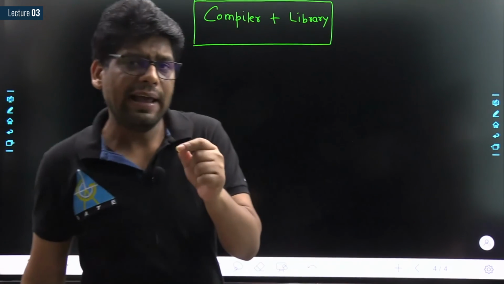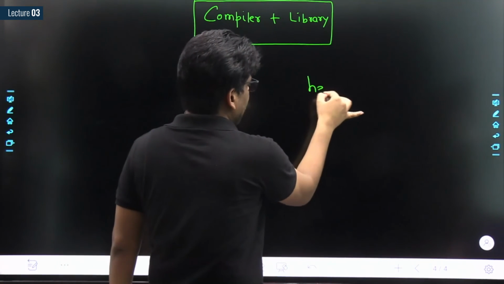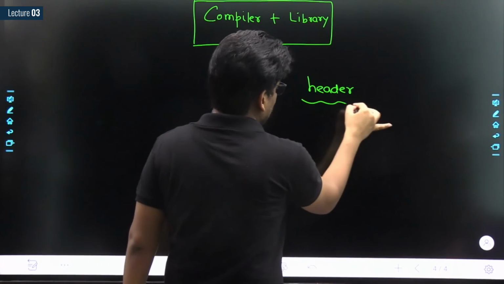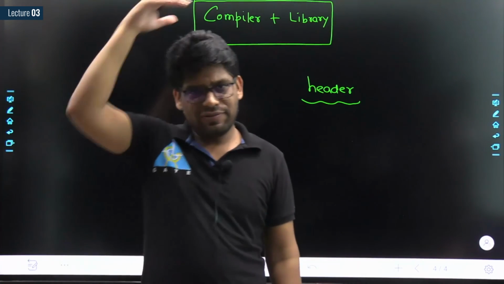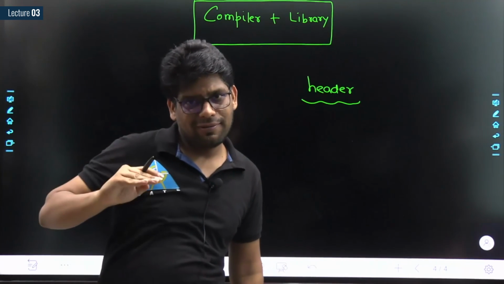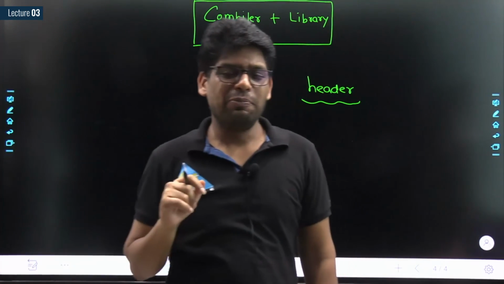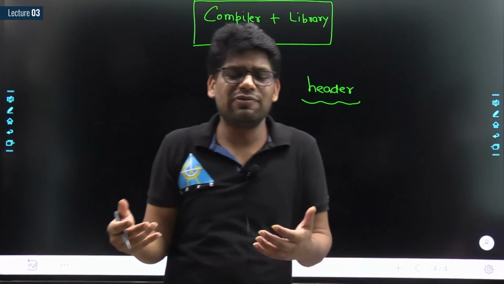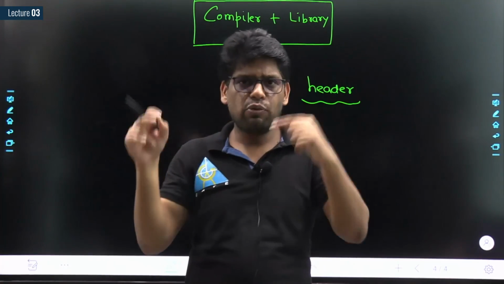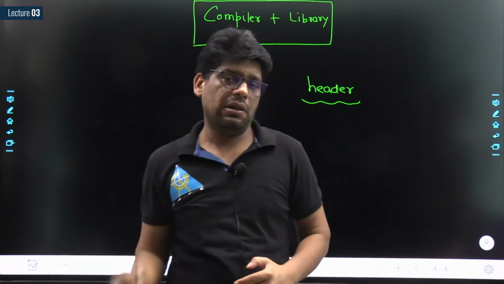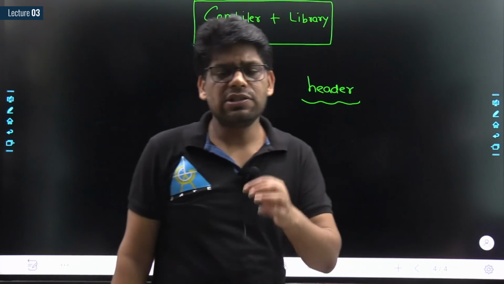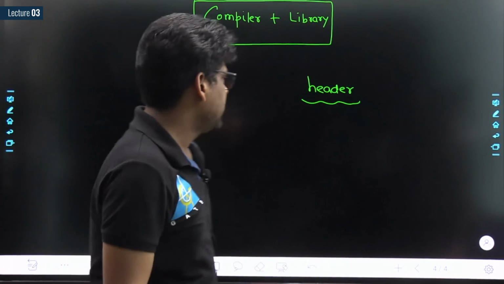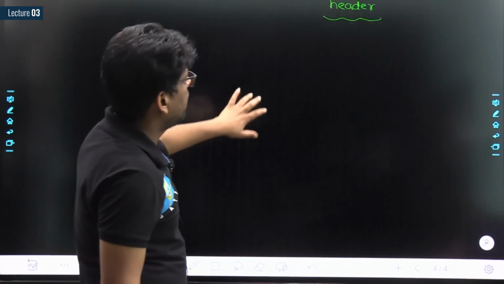Sir, why are these named header files? No particular reason. In a human body, what is the first part, if I talk about top to bottom? Sir, the head. And that is why inside a program, the first part is the header file. That is why they are named header files. And the extension is .h. I hope things are clear, and now we can move ahead.